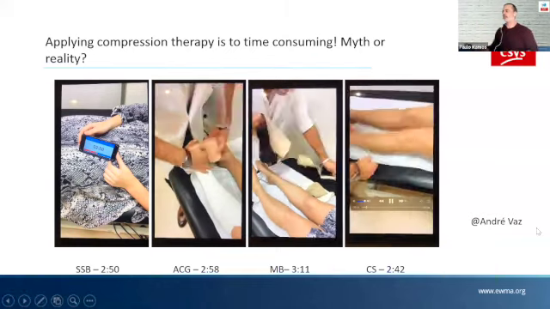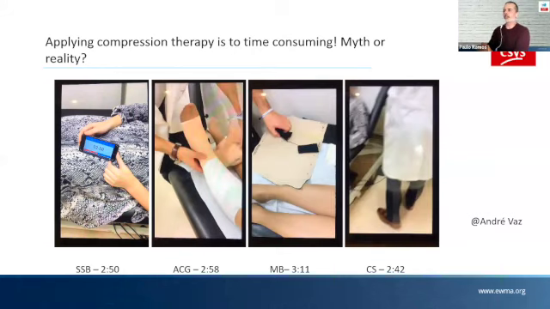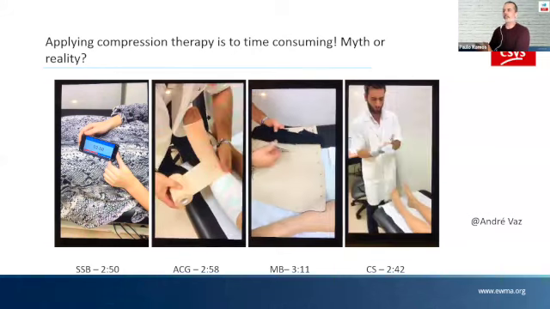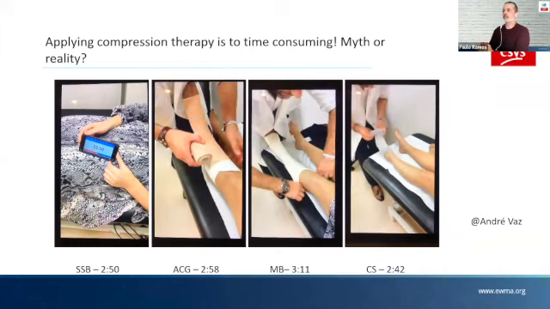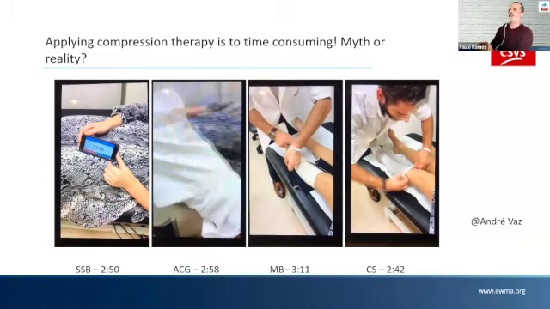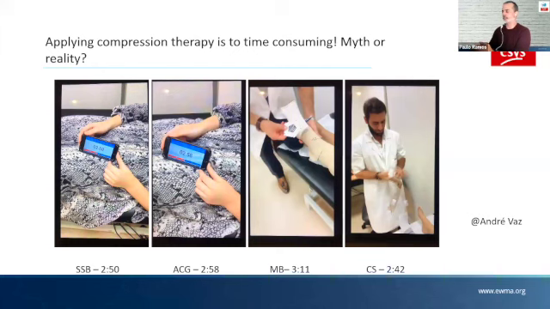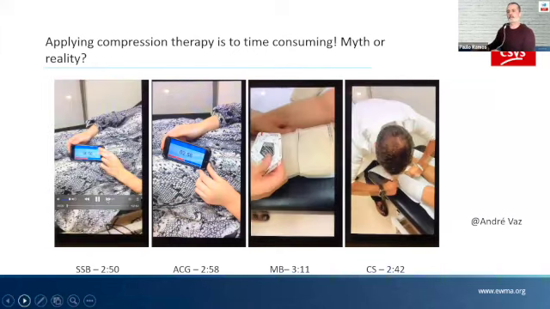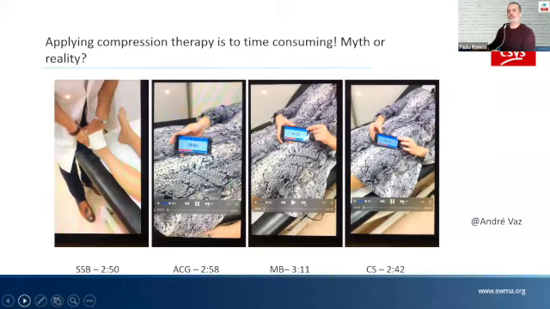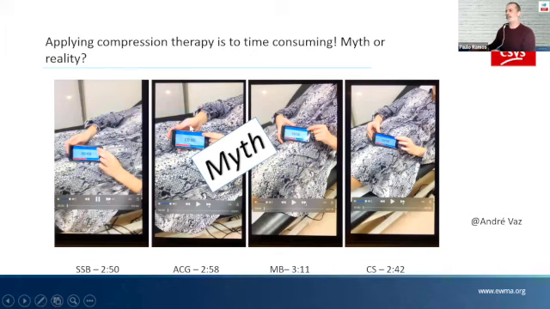So here we see the time that in the end he spent in the application of different systems, and we can see that it's not too much time, and I think the patient will thank us if we properly apply compression, because the results are very, very good for our patients. So let's move on. In my personal perspective, it's not too time consuming, it's a myth.